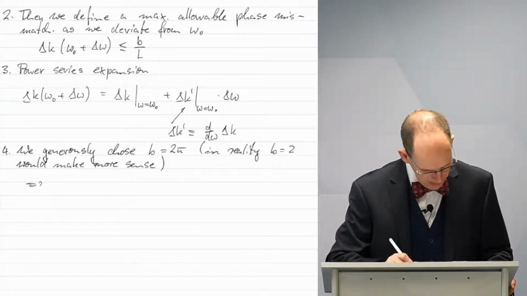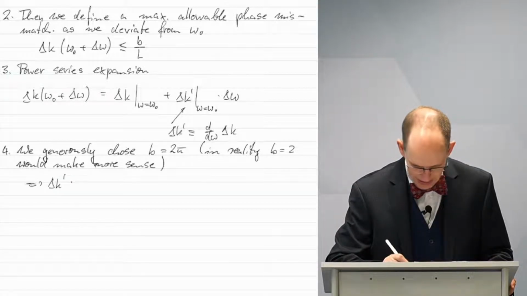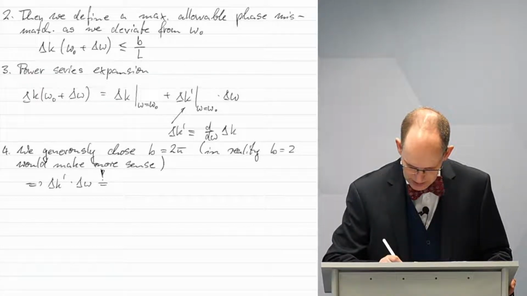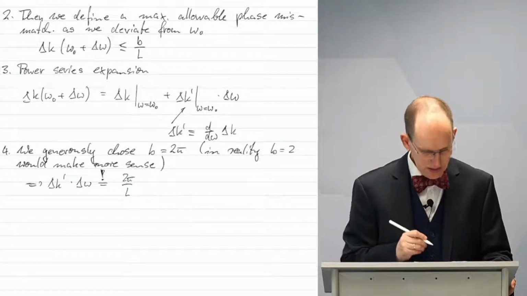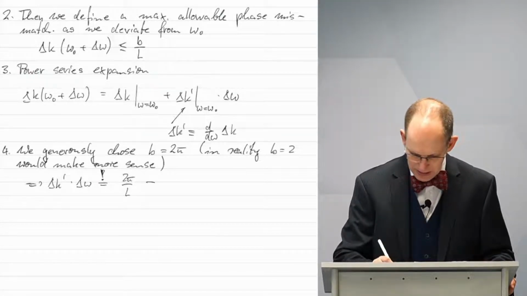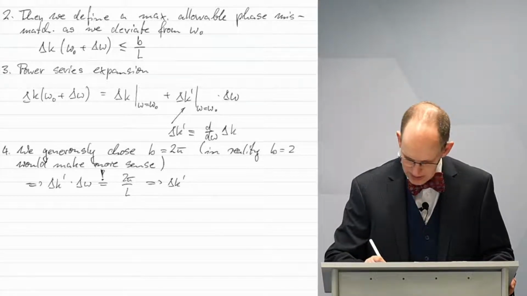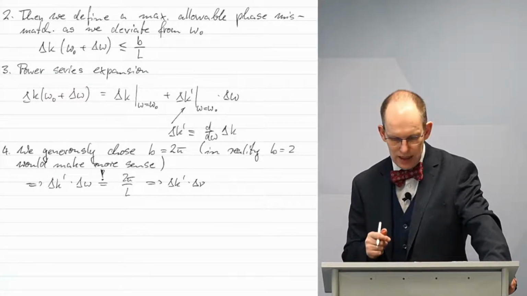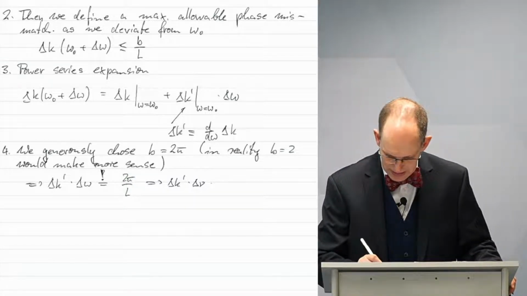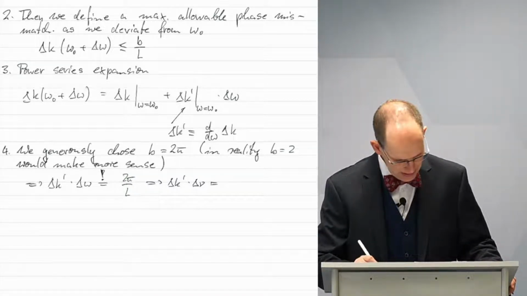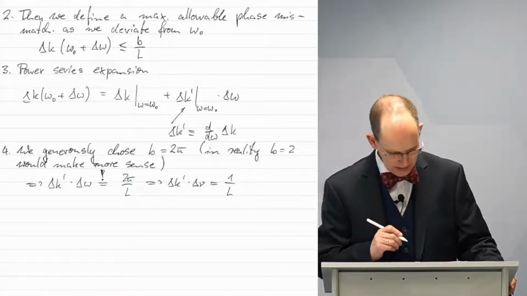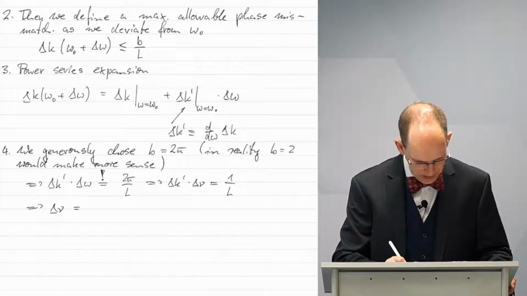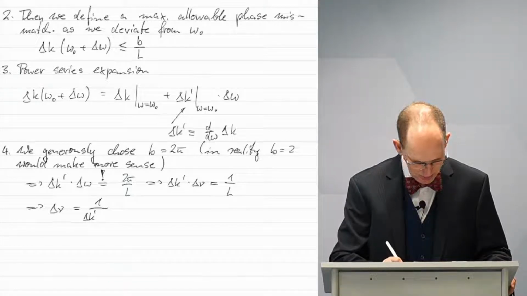So we plug that in. So we have delta k prime times delta omega. This now should equal 2 pi divided by L. So B divided by L. Right? And this means that delta k prime, and now you see why I've chosen 2 pi, because I don't like the delta omega. I want to have the bandwidth in frequency. So we find that this is equal to 1 over L. Right? Or in other words, the bandwidth is given by 1 over delta k prime times L.